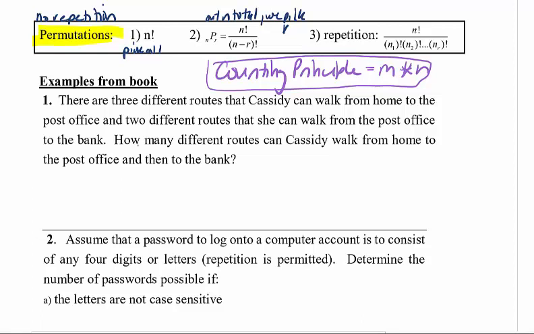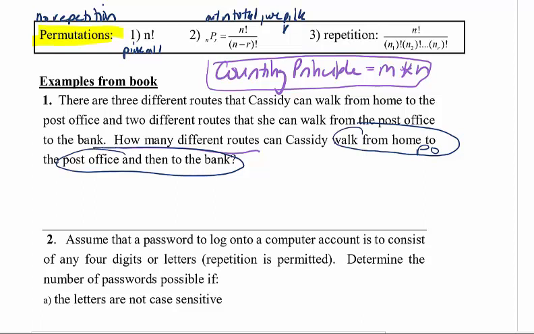First thing you need to be clear on is we are talking about how many ways. This is not a probability question. So in this case, we have walking from home to the post office and then from the post office to the bank. So we have 2 different experiments, so this is a counting principle problem. We have 2 different pieces: walk from home to post office, and walk from post office to bank.